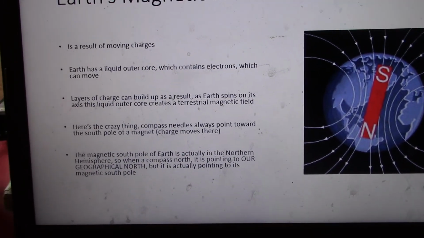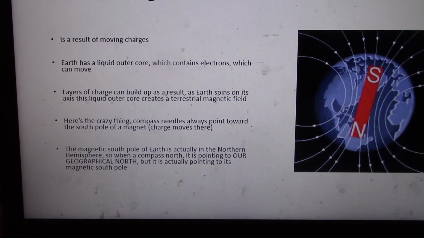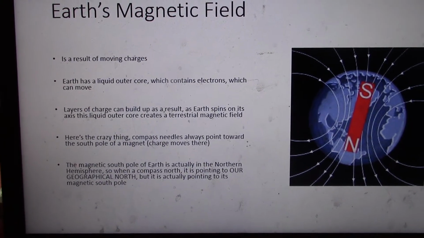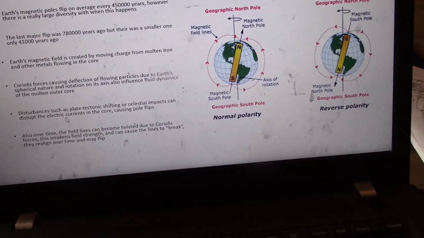So compass needles always point towards the south pole of a magnet. This magnetic south pole of Earth is actually in the northern hemisphere. So when a compass points north, it is pointing to our geographical north, but it's pointing to its magnetic south. So magnetic south is actually geographical north.